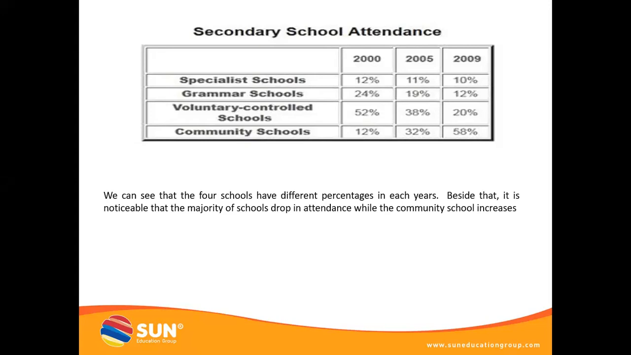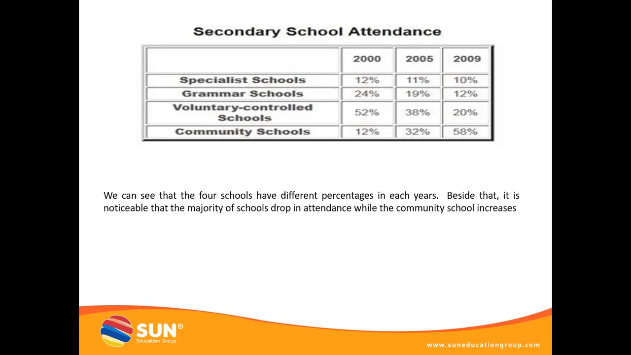The specific one: besides that, you need to put a comma after "besides that." Besides that, it is noticeable. You can also write, besides that, we can also note that, but I prefer to use the impersonal "it." It is noticeable that the majority of schools drop in attendance while the community school increases.